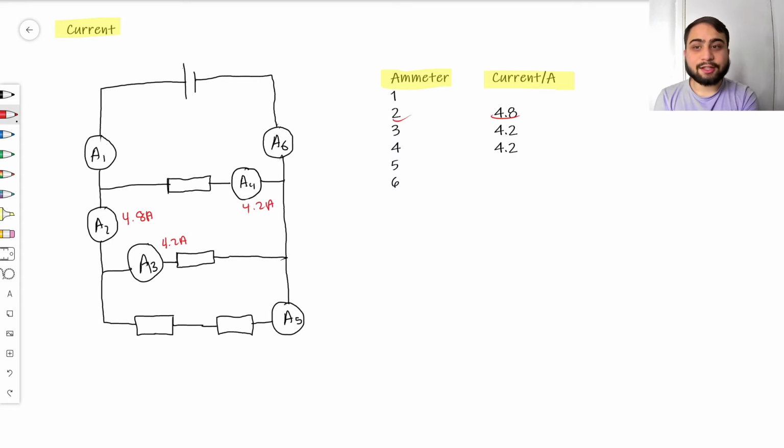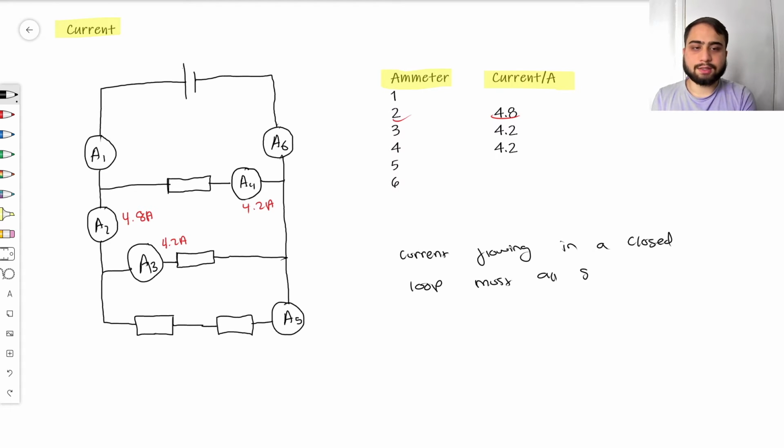Now, with these values, we can calculate all of the currents flowing through the other ammeters with one simple rule, and that is: current flowing in a closed loop must all sum. Now, what does this mean? This means that the current going into a circuit must also equal the current going out. So say 10 amps flowed from the cell this way, 10 amps would also have to flow back into the cell the other way. With that one principle, we can work out the rest of the amps.